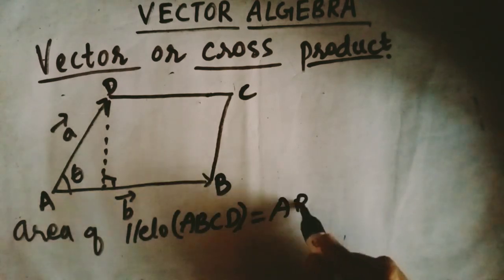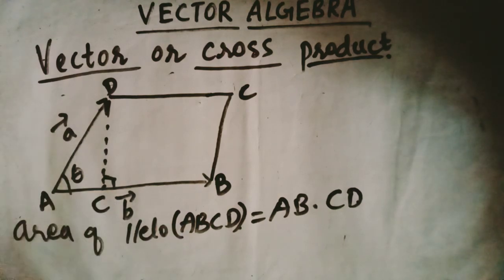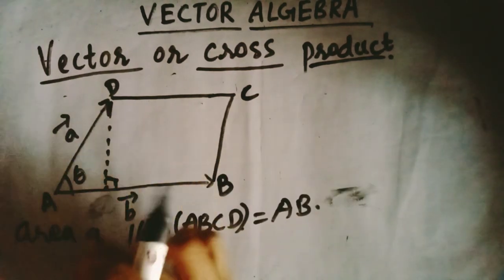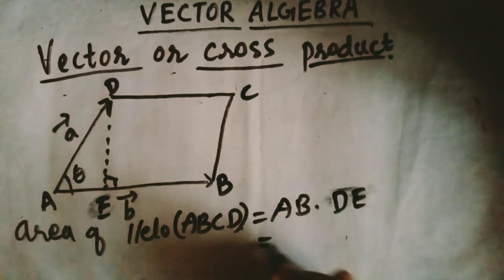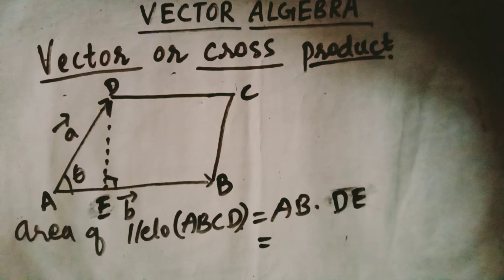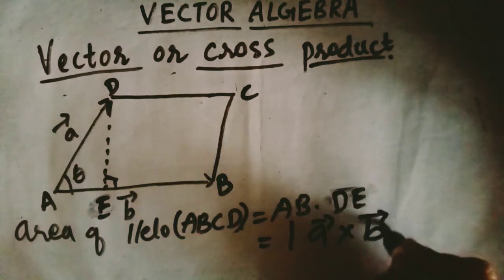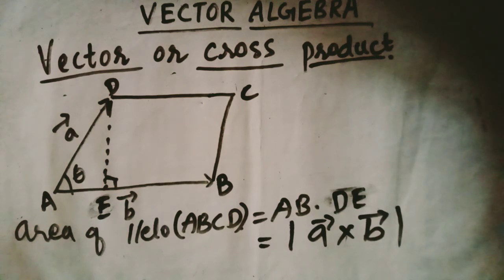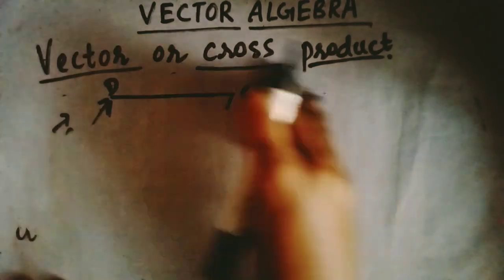Base is AB into height CD, not CD, DE. So in terms of vectors, it is given as just A cross B. Okay. Then how to solve the vector product of two vectors? Here you have to make use of determinant.